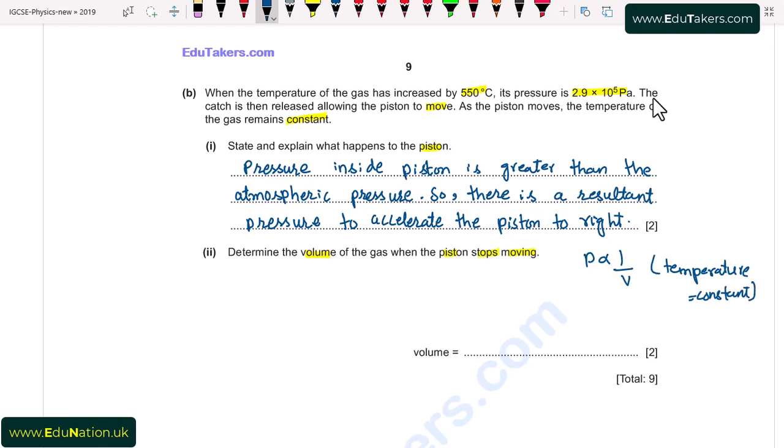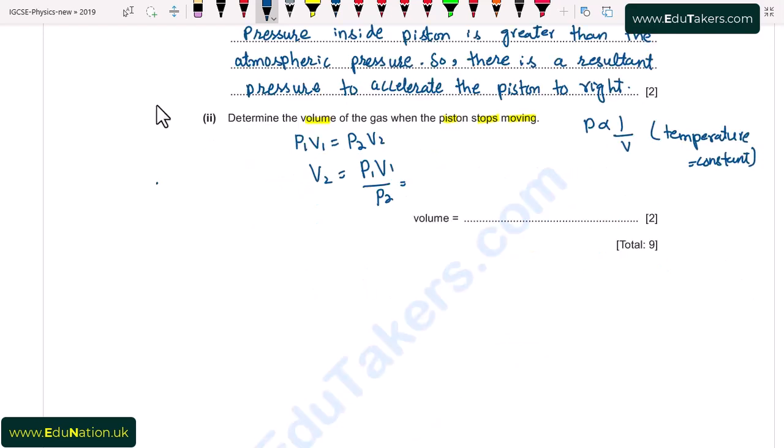So according to Boyle's law, we write P1 V1 is equal to P2 V2, where P is the pressure and V is the volume. Here we have to calculate the value of V2. It will be equal to P1 V1 over P2. So the first pressure is 2.9 × 10^5, and the volume is also given, that is 1.9 × 10^-4, and the P2 pressure is 1.0 × 10^5.